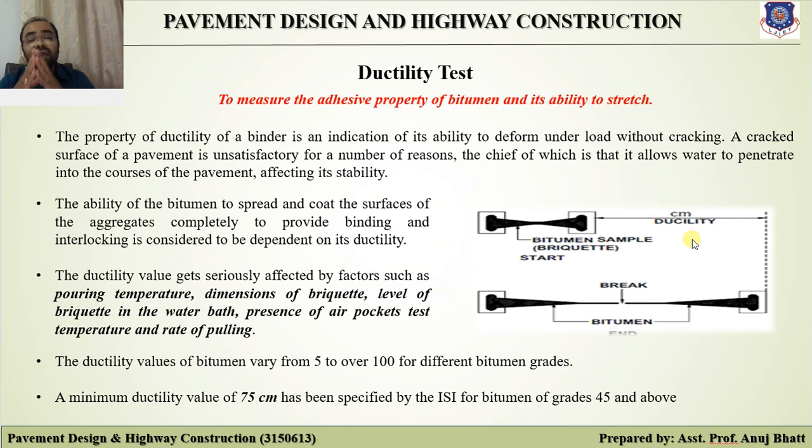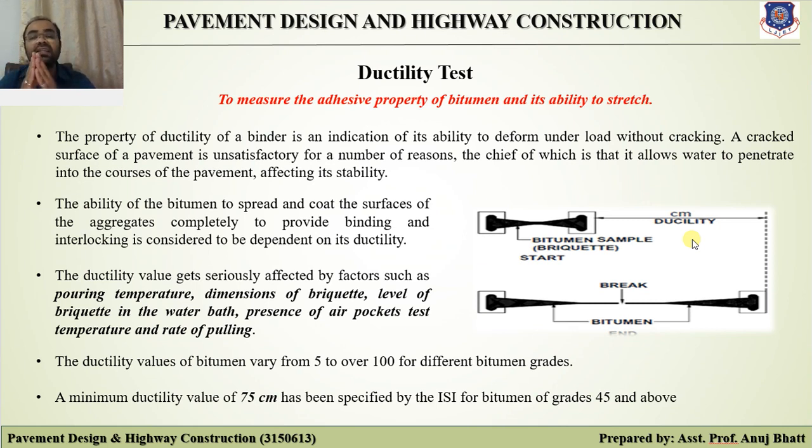The ductility value gets seriously affected by factors such as pouring temperature, dimension of briquette (briquette is a bituminous sample), level of briquette in the water bath, presence of air pockets, test temperature, and the rate of pulling. At which rate you are pulling the material, that is also a factor. The ductility value of bitumen varies from 5 to over 100 for different bituminous grades.